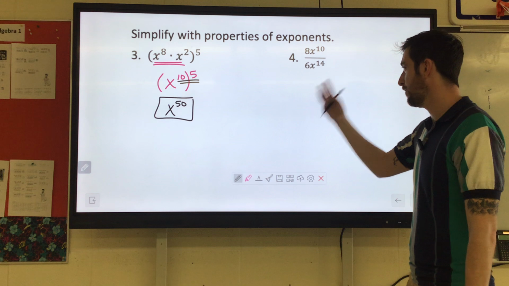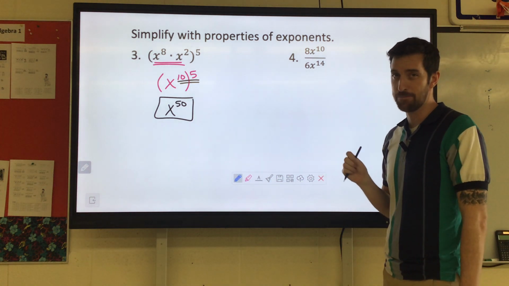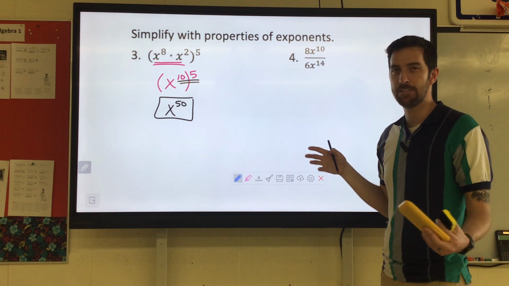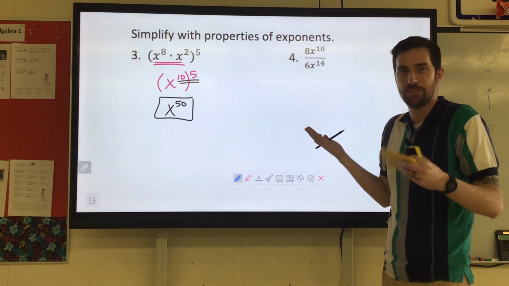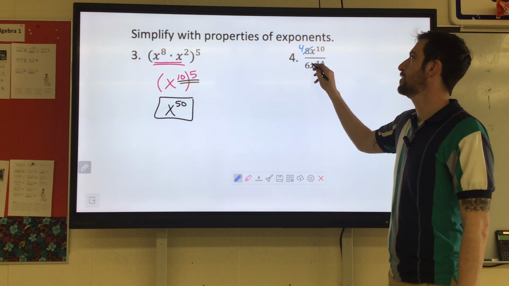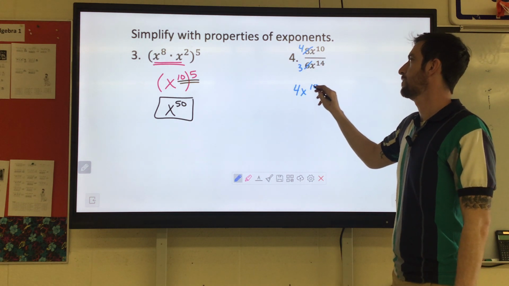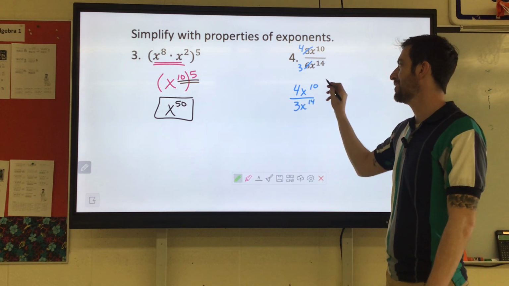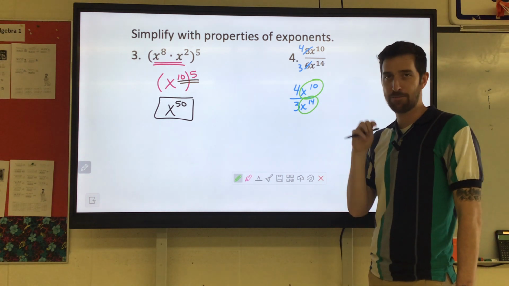Same with this. When you have a fraction, when you're dividing and the base is the same, you just subtract them. However, if you look at 8/6, they don't have the same base, so we can't subtract. But just simplify the fraction to 4/3. They're both even, so if we divide them both by 2, we'd have 4x to the 10th over 3x to the 14th. But the x to the 10th and x to the 14th are only going to be in one spot, either on the top or on the bottom.